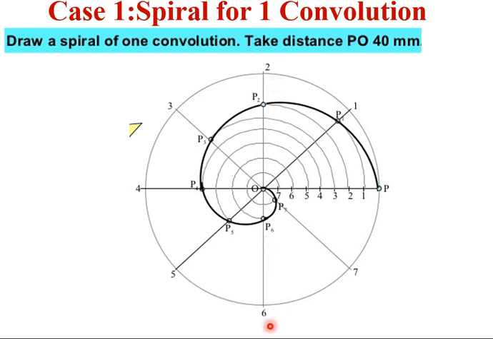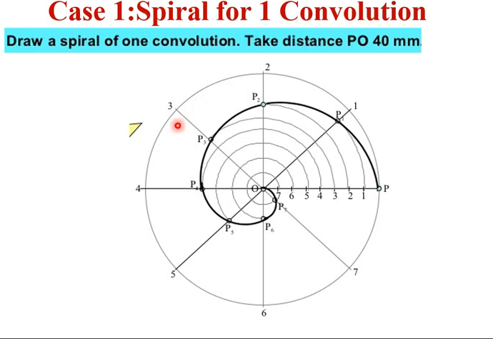Try to give the length, not diameter, because this is not a circular object. Whatever is given is OP. You have to give the dimension here, that is nothing but 40 millimeter. No need to draw the tangent and normal to these curves, because it has not been specified in your syllabus. So this is a very simple case, case number 1, spiral for one convolution.